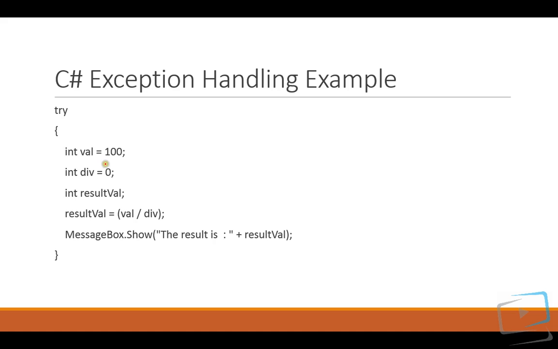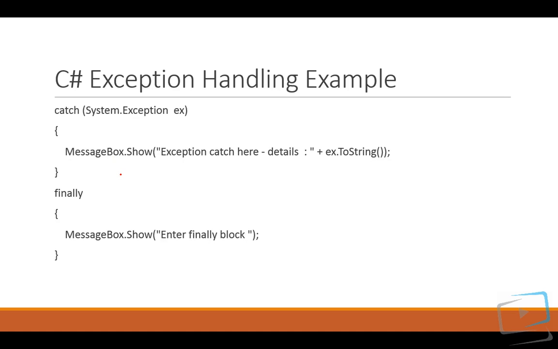For example, we'll deal with a simple example, try. This is a divide by 0 exception, with a value of 100 and a div value, and we are initializing a variable result value. Result value is declared as 100 by 0, which is undefined. There is no answer for 100 by 0. We have an answer for 0 by 100 but not 100 by 0. The answer is infinity. So here it is trying.